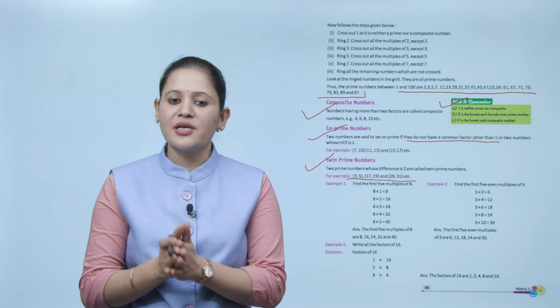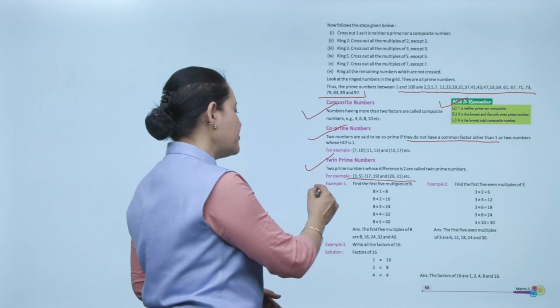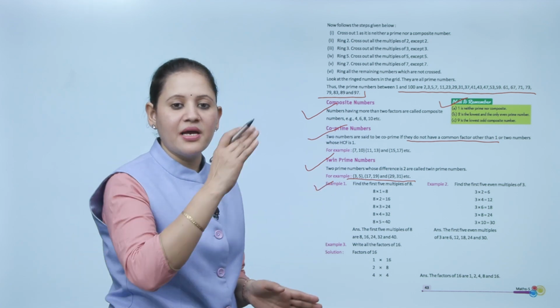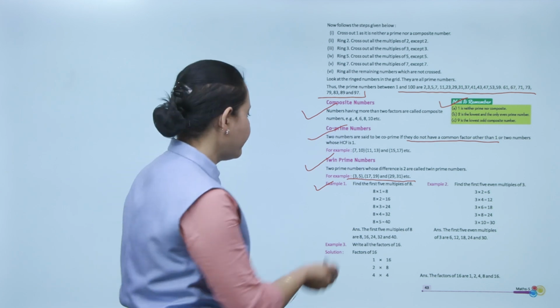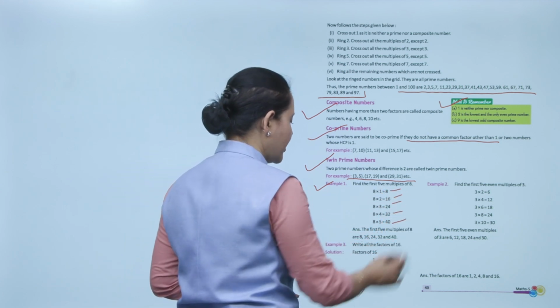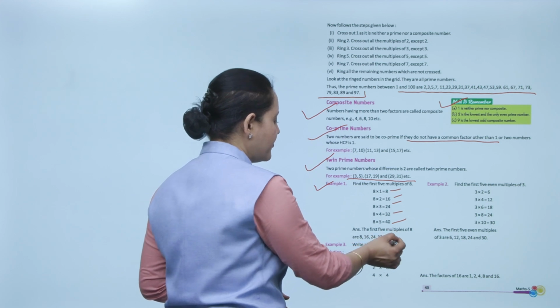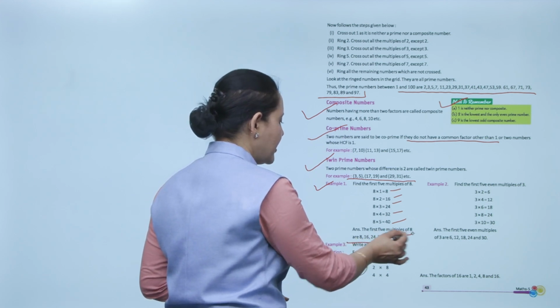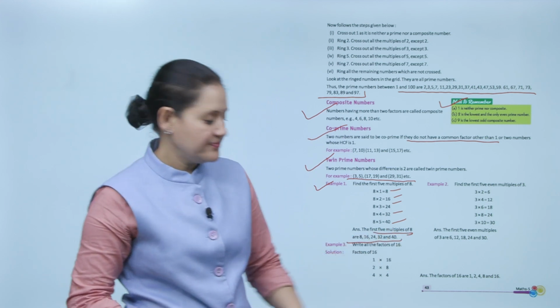Find the first 5 multiples of 8. First 5 means we have to multiply 8 by 1 to 5. 8, 16, 24, 32, 40. These are the first 5 multiples of 8. Clear?